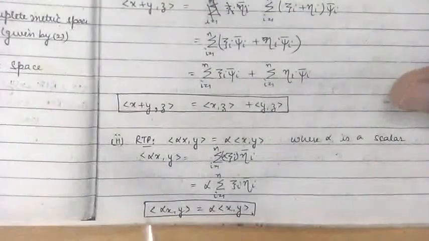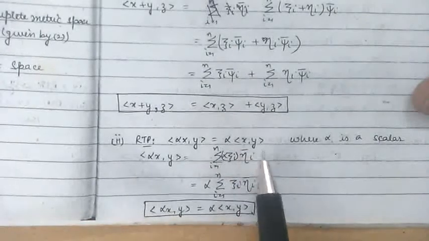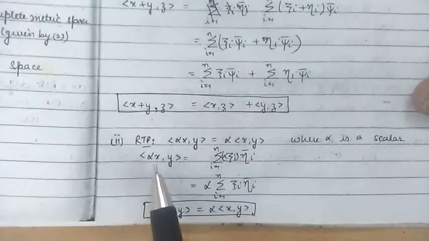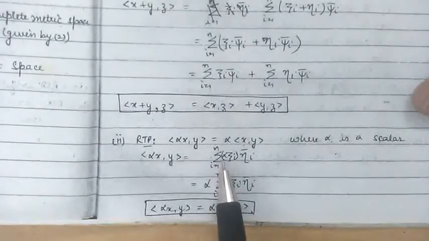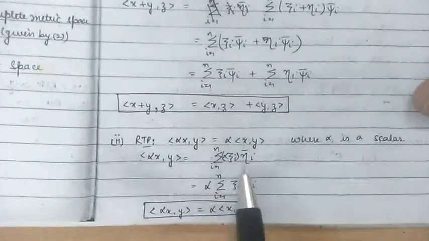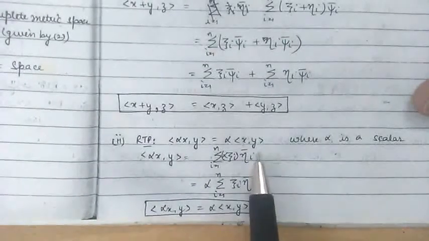Second property: the inner product of alpha x with y is equal to alpha into the inner product of x with y. So let us start with the inner product of alpha x with y. Now the coordinates of alpha x are alpha into xi. Using the definition of inner product, this is the summation of alpha xi into eta i conjugate.